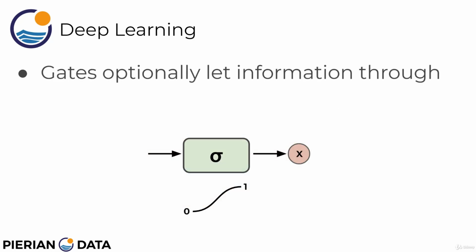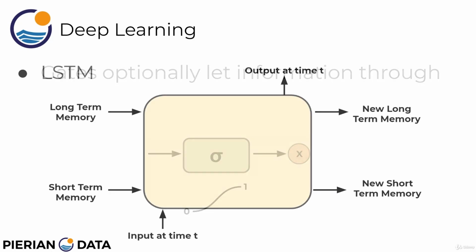So a gate, just to clarify this, optionally lets some information through. Essentially we can think of this as, mathematically, a sigmoid function. It's going to end up being a squeeze between 0 or 1, and if it's 0, we don't let that information through, and if it's 1, we do.